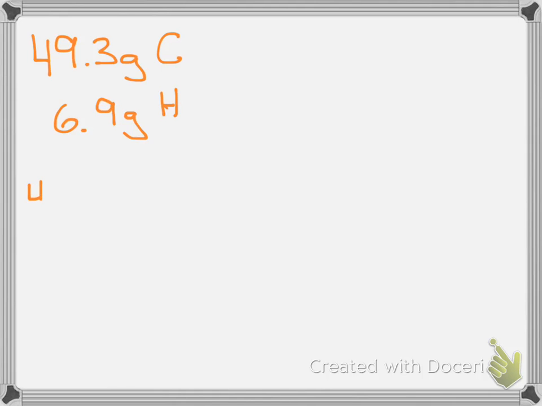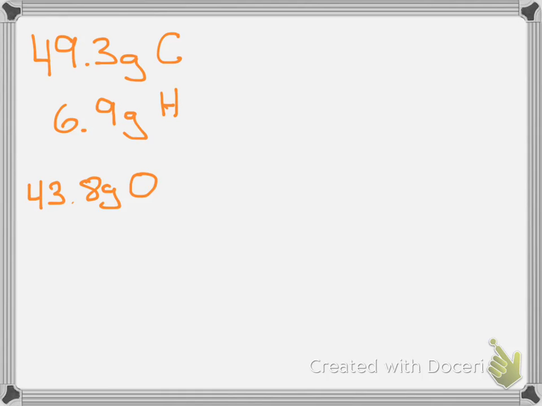So we know that we've got 49.3% carbon, 6.9% hydrogen, and 43.8% oxygen. I'm going to treat every single one of those as grams instead of percentages. I'm going to say, okay, I've got a 100-gram sample. Well, how many grams of that is carbon? In this case, that's 49.3 grams of carbon. Okay, and then I've got 6.9 grams of hydrogen. And I've got 43.8 grams of oxygen.